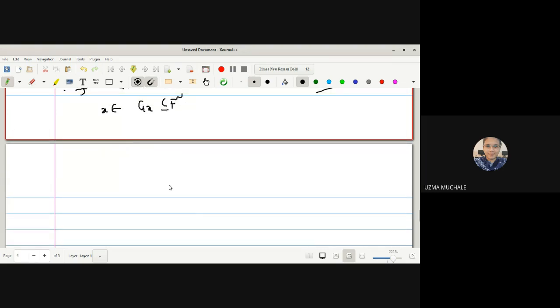Now, singleton x, this x I can write as a singleton x which is contained in Gx, which is contained in F complement. Can I write this? If it is an element, I have to write this as belongs to. If I am writing this in the form of a set, I have to write it as a subset. Have you understood this step? Yes, ma'am.